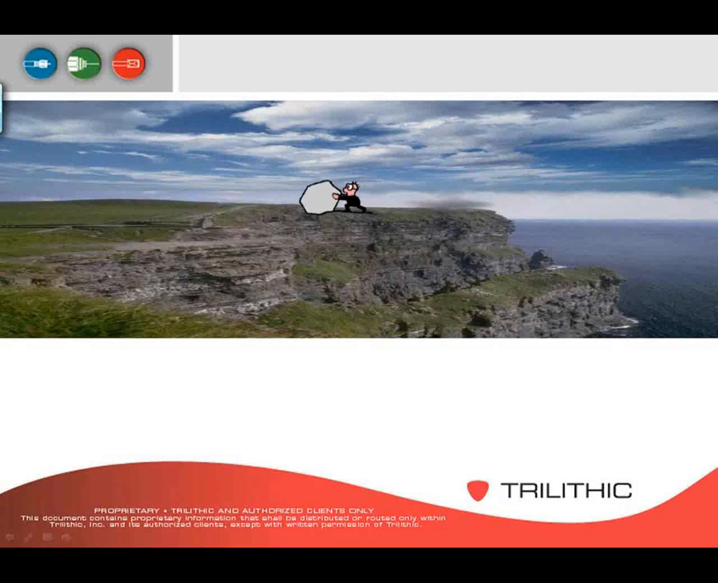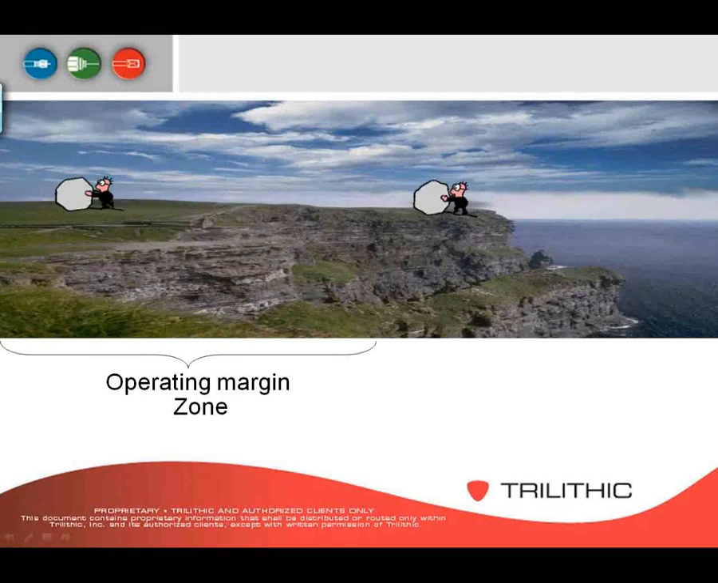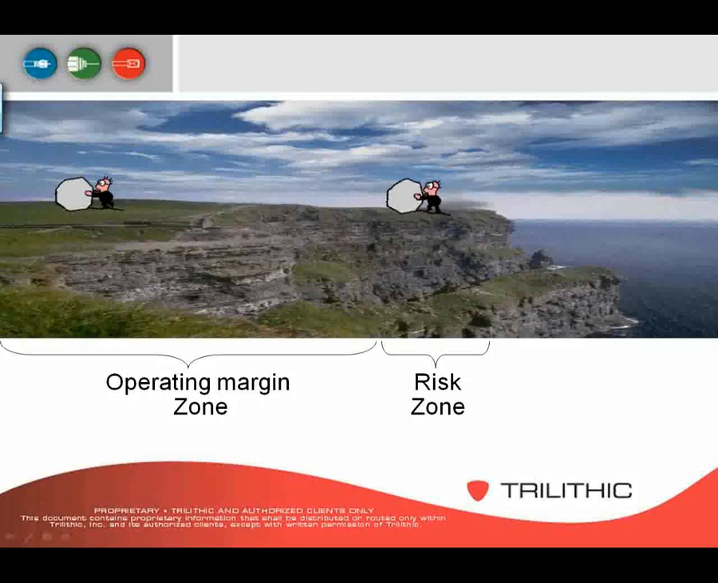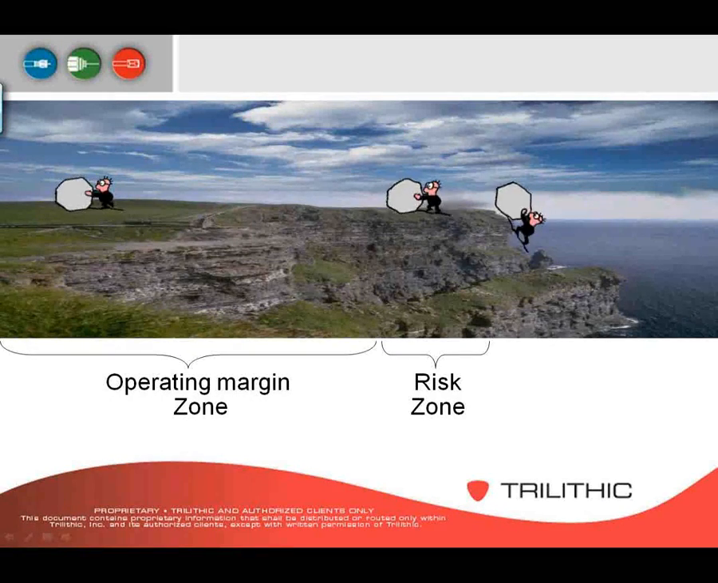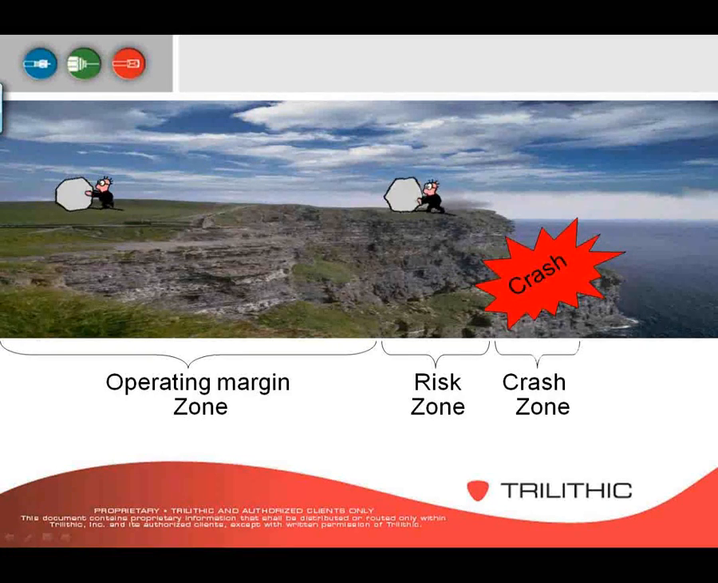If you look at this first display, in that particular area we're working in the operating margin. That's what we're considering good. But now we're rolling up the hill and we're in the risk zone. That's the area that's close to failure. Now this is running right at the edge, and that's the actual crash zone.